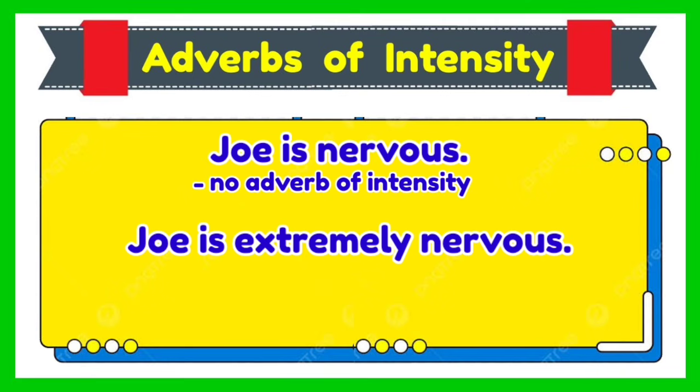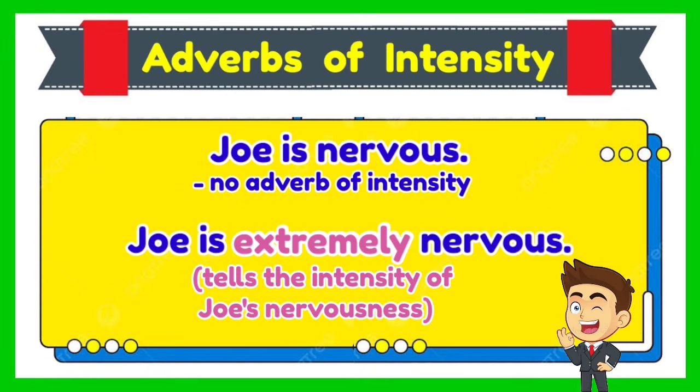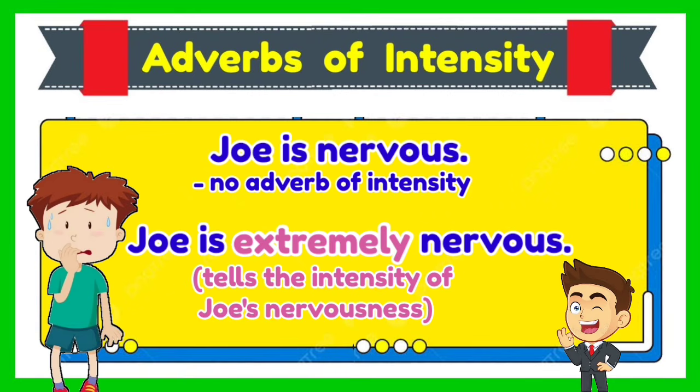Joe is extremely nervous. In this sentence, by using the adverb of intensity, which is extremely, we already have an idea of how nervous or to what extent Joe is nervous. We can now somehow imagine Joe's facial reaction or how anxious he is, because the adverb extremely makes it more specific, right? And it modifies the adjective nervous.